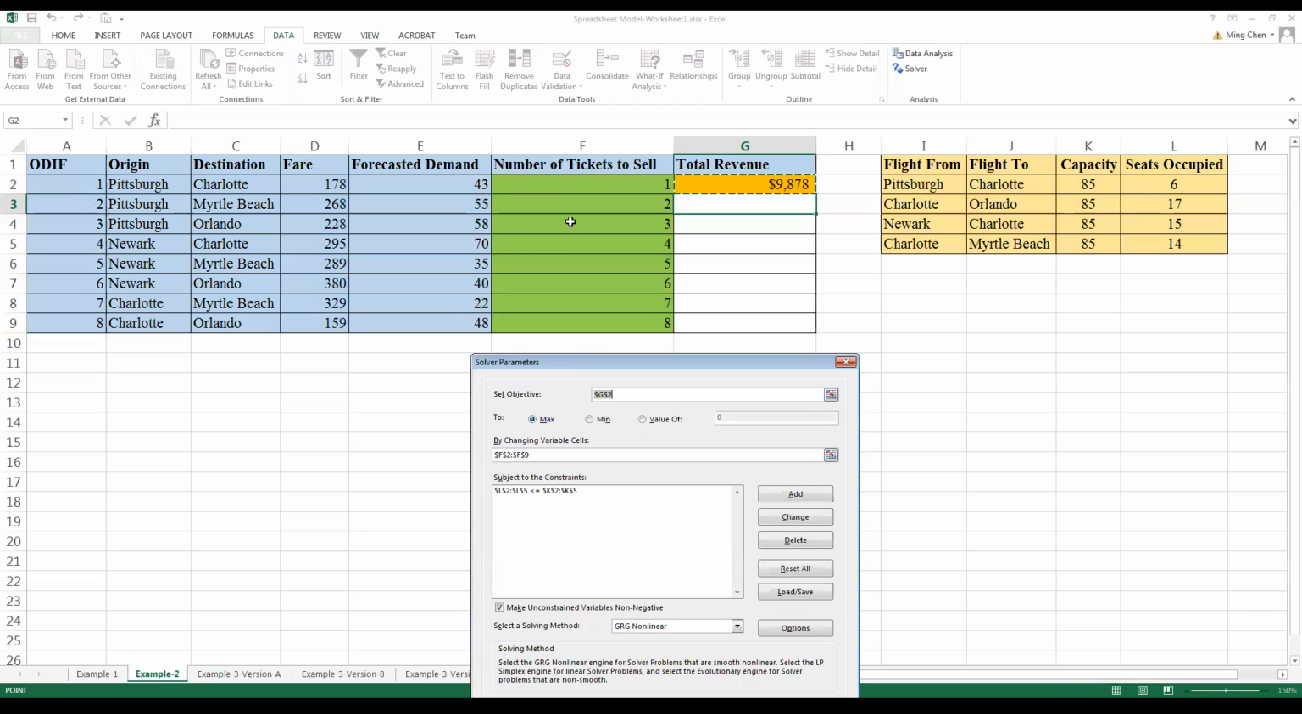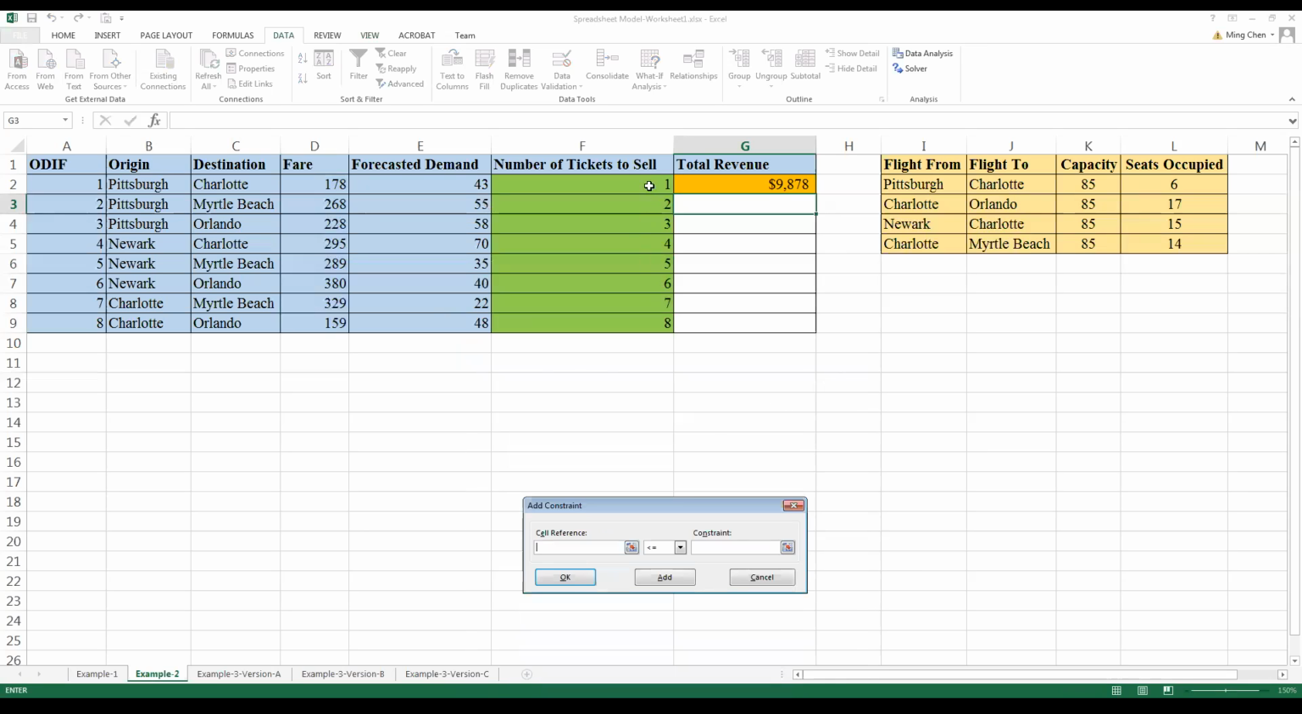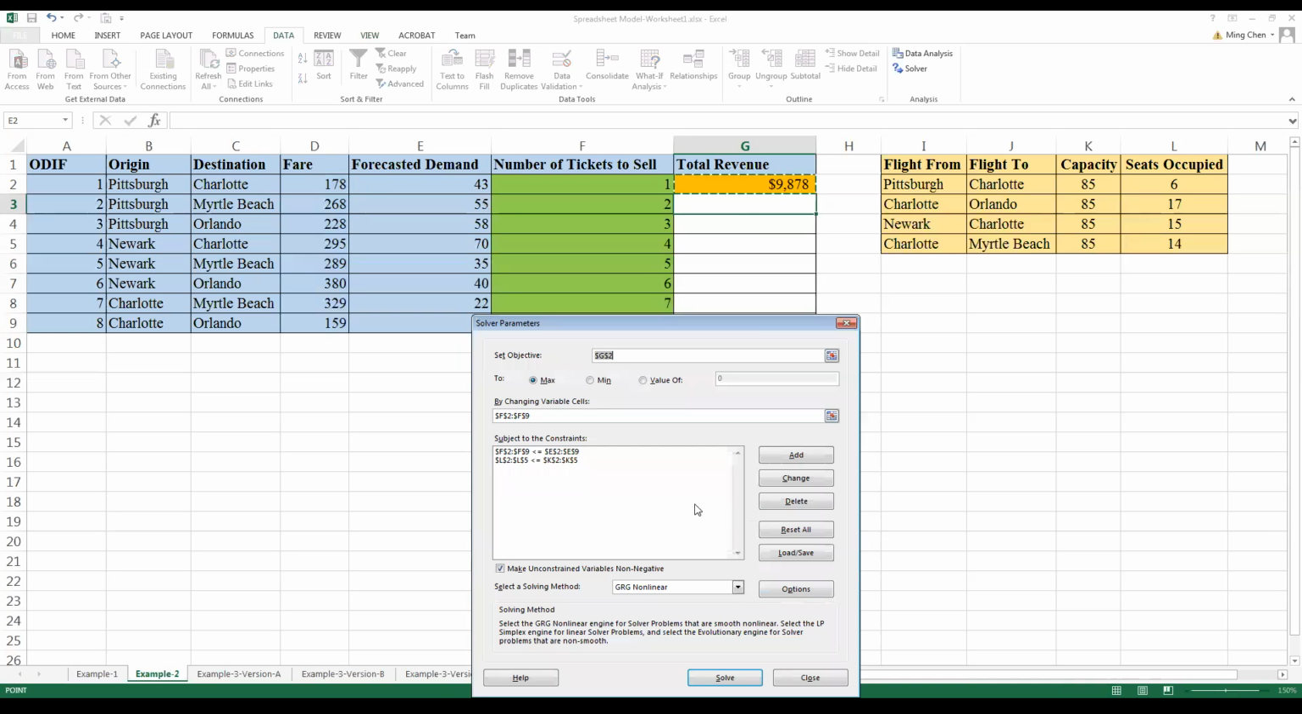That's why the number of tickets you can sell has to be less than or equal to the demand. You can never sell more than the demand. The demand measures the potential, the maximum number of people who are willing to buy the ticket. So that's why we have a second constraint. The second constraint says the number of tickets to sell, column F, F2 to F9, has to be less than or equal to column E, E2 to E9, the forecast demand. So these are two constraints.